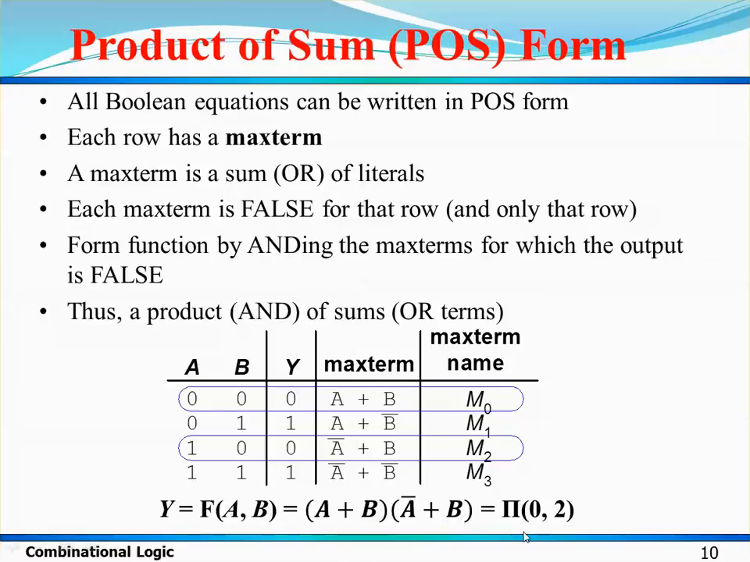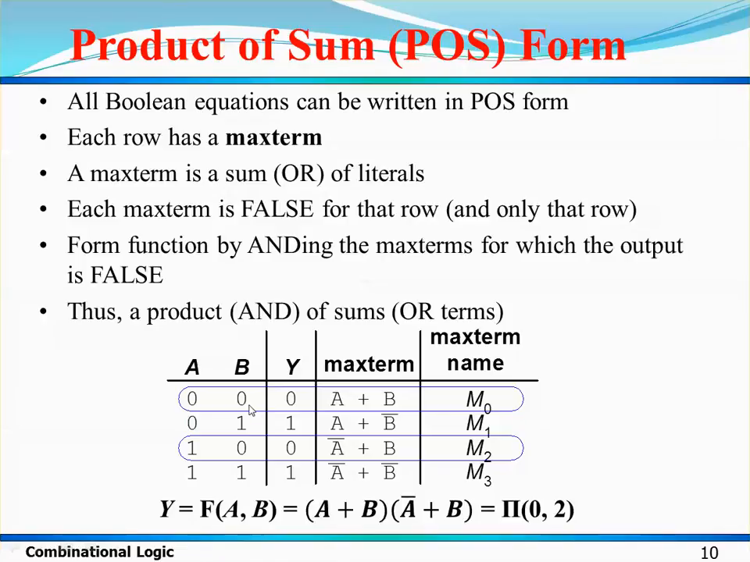The second one is the product of sum form. Basically it is the opposite of sum of product. It is the same here, that any Boolean function can be written in product of sum form, and every row has a max term. A max term is the sum of literals, or you can call it OR of literals. If you consider the same truth table here, a, b and y, you have the 4 combinations 0 0, 0 1, 1 0, 1 1. In the max term, 0 represents the normal variable and 1 represents the complement of that literal.